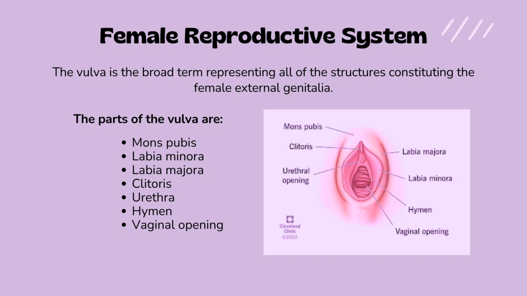The mons pubis is the one that protects and covers the internal organs. During puberty, the woman's mons pubis is covered with hair, and when women start menopause, the pubic hair starts to thin. Not only in the private part, but also in the armpit, legs, and arms.